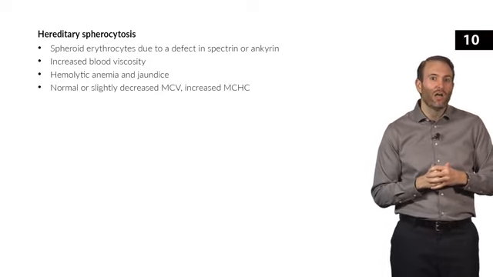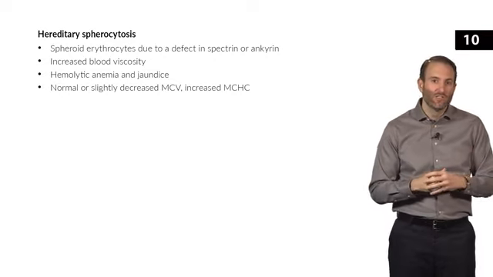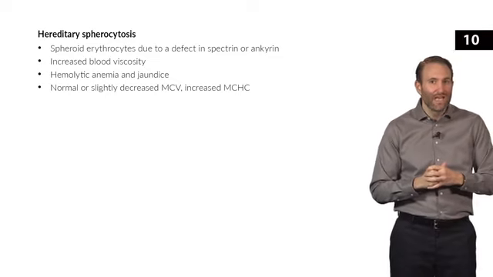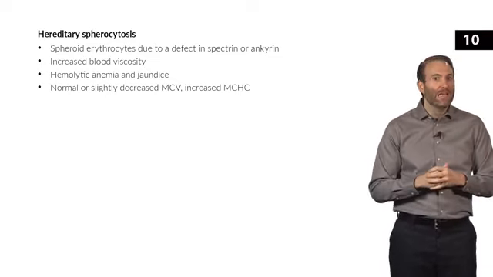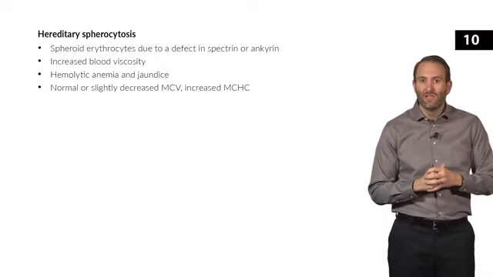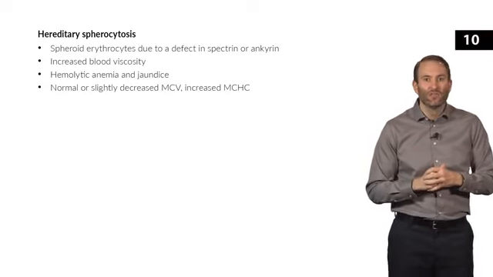MCV tends to be normal or slightly low, so it's not much of a help for diagnosis. The MCHC is going to be elevated. So what is the MCHC? Well, it measures the concentration of hemoglobin in a given volume of red blood cells. Now, this elevation in the MCHC is reflecting membrane loss and red cell dehydration.